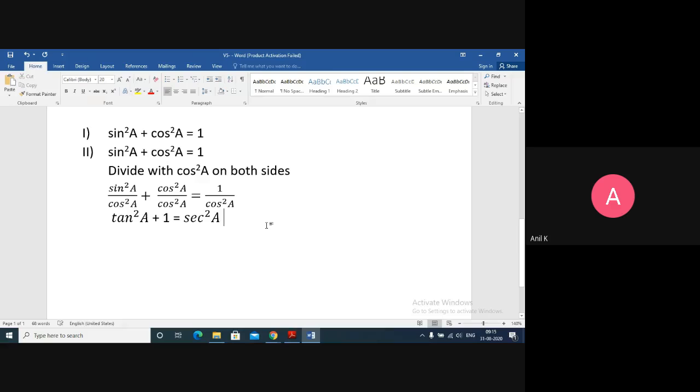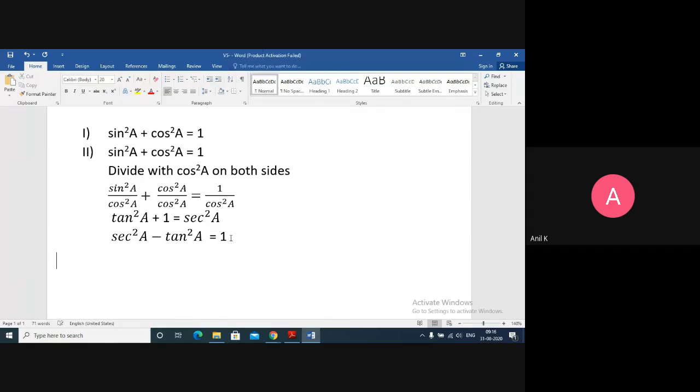So this is another identity. Generally in the textbook they will write it as sec square A minus tan square A. This is the same as the one above, but I am putting 1 on the right side, bringing tan square A to the right-hand side. Plus tan square A will become minus tan square A. So sec square A minus tan square A equals 1. So this is identity number 2.